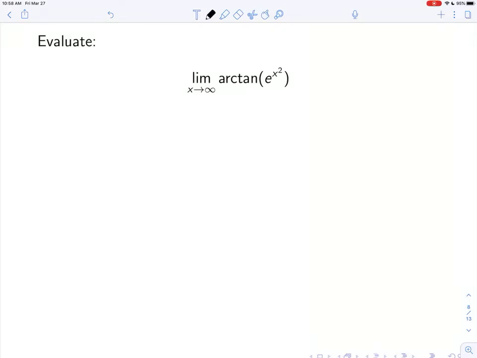This is a fun little problem. I'm going to show you how to think through it, but then also a way that you can write something down. So let's just begin.